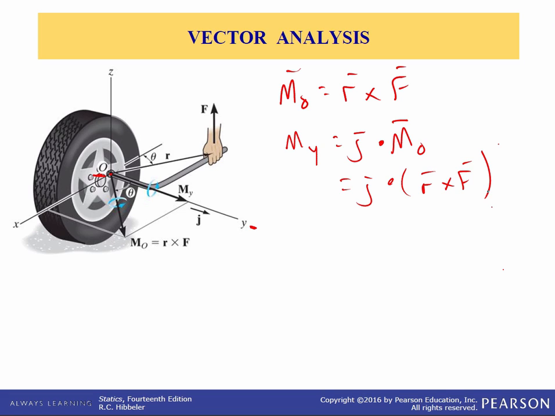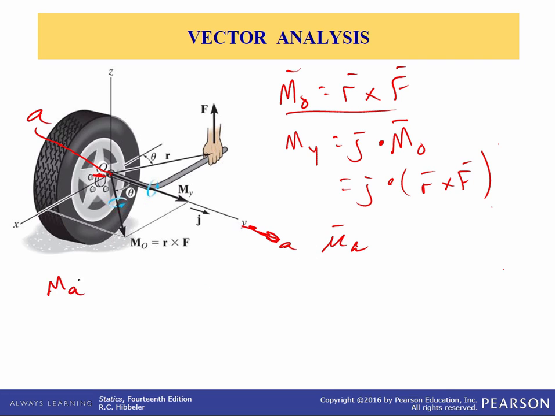We can generalize this approach by letting u sub A be the unit vector along the axis in question. So in this case, AA is the y-axis. The moment of F about a point O on the axis is M sub O equal to r cross F, as you see here. And the projection of this moment onto the A axis is found using the dot product.